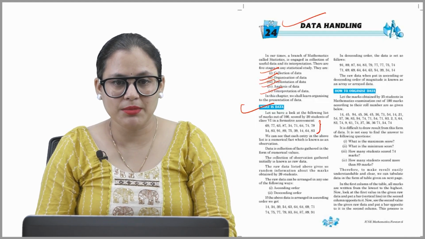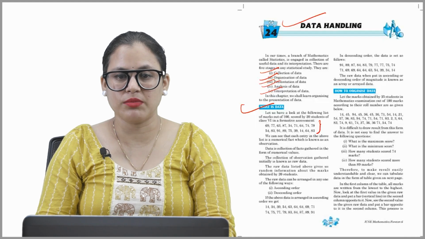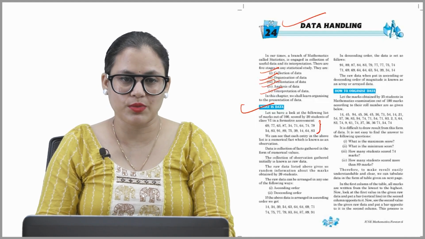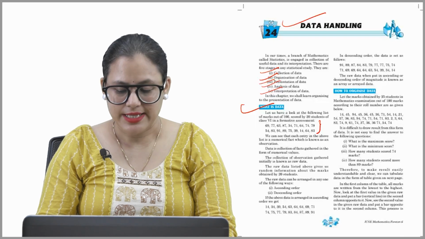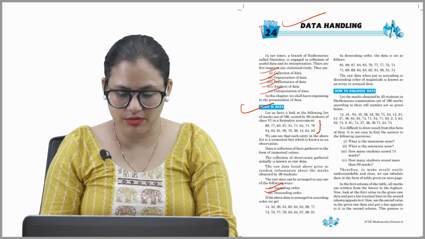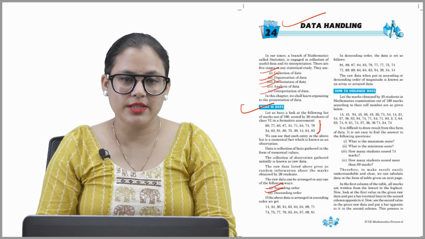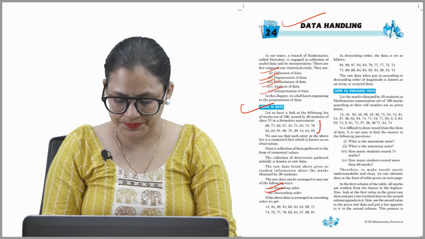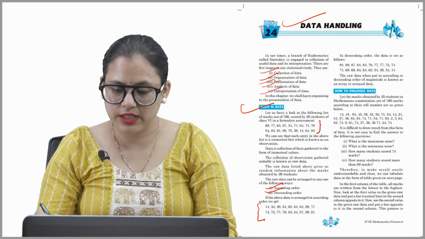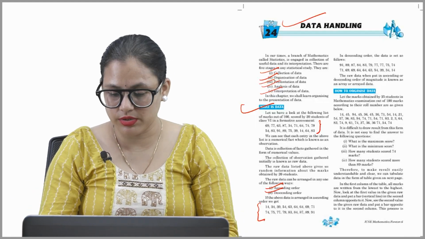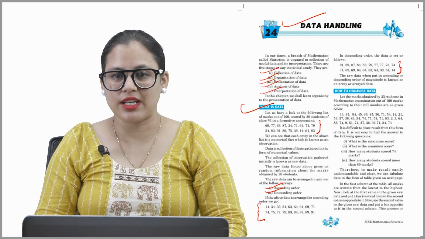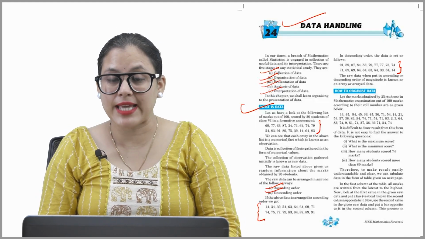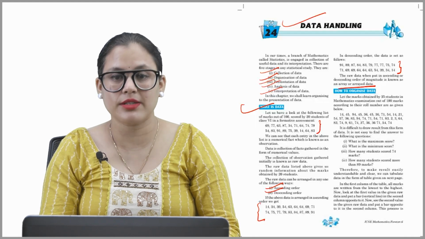The raw data listed above gives us a random information about the marks obtained by 20 students. The raw data can be arranged in any one of the following ways: ascending order or descending order. If the above data is arranged in ascending order, we get this, and if it is arranged in descending order, then this is the arrangement. So the raw data when put in ascending or descending order of magnitude is known as array or arrayed data.